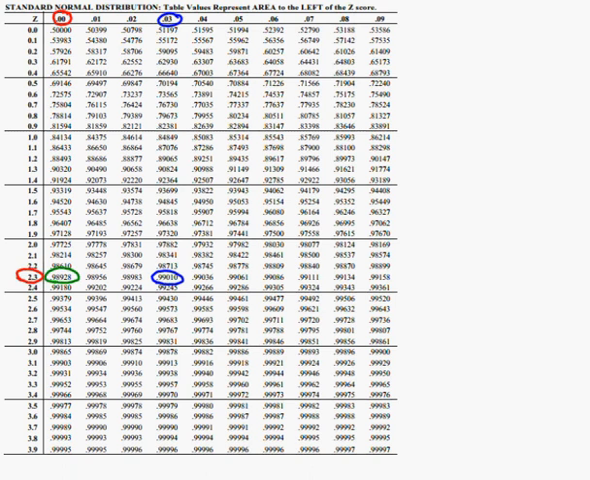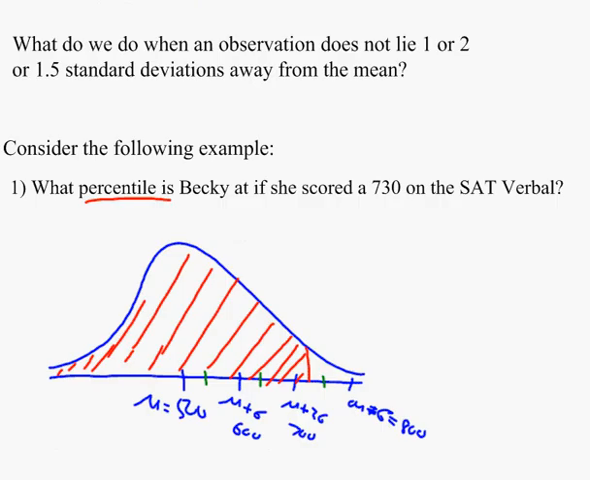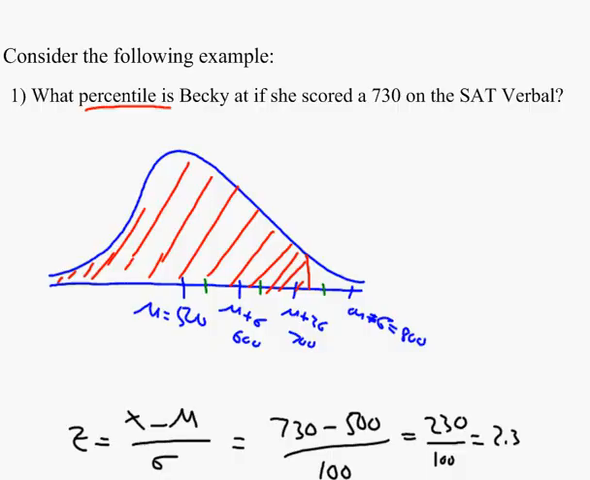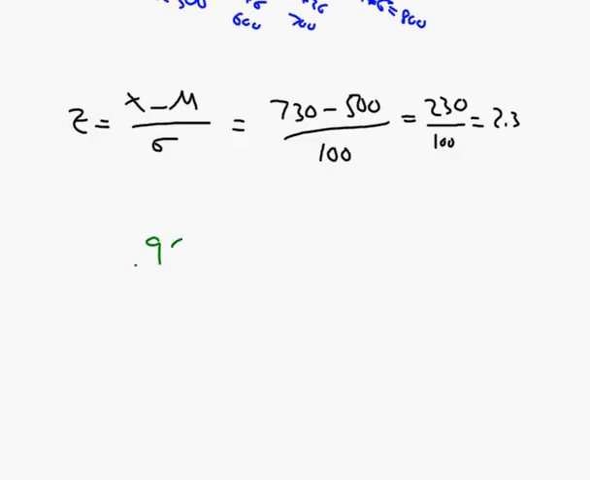And what this chart gives us is the percentile that goes with that z-score. So the answer to this question is simply that number that we just had here, which is 0.98928. Or if you want to write it as a percent, you can write it as the 98.9th percentile. That's pretty good.